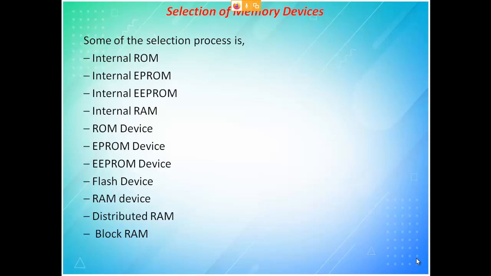Then EPROM, the difference between ROM and EPROM. ROM you can write once, EPROM you can erase with the help of ultraviolet rays. The difference between EPROM and EEPROM is that ultraviolet rays can be passed only one time in the case of EPROM. Again, then it will become ROM, read only memory. In EEPROM, I can erase, so every time I can go and erase and write.